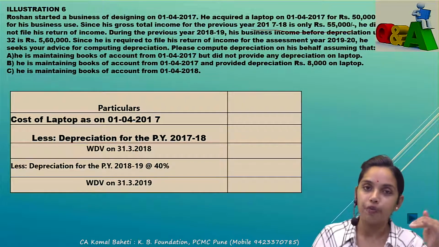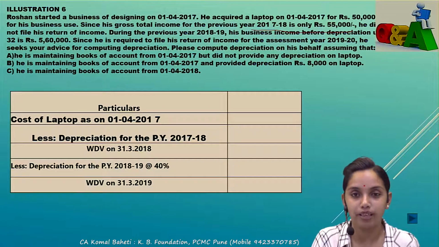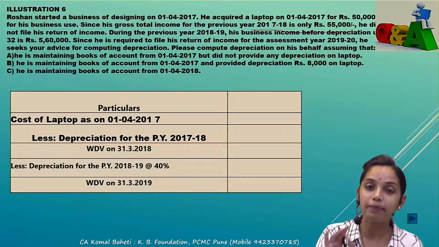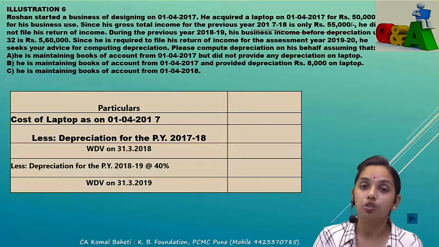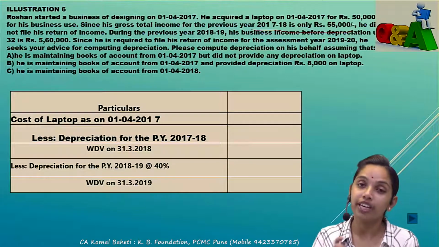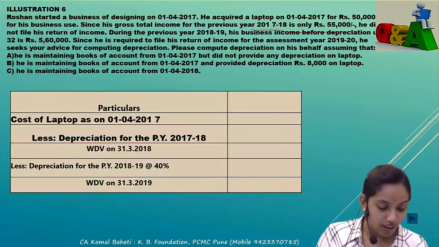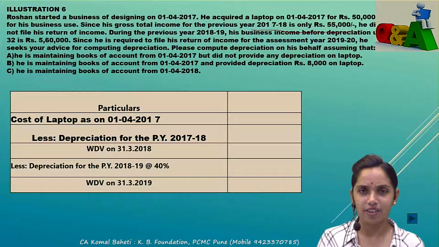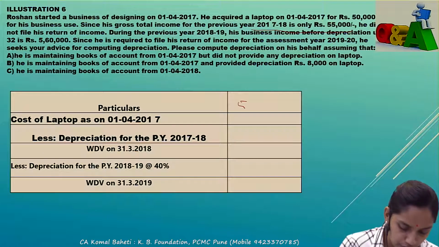Correct? So whether you maintain the books of account or you don't, it hardly matters for me. Correct? The depreciation shall be allowed every year at the prescribed rates. So even if you do not claim it, the WDV will be reduced by the amount of depreciation. So in any of the three scenarios, the answer would be the same. The cost of the laptop would be 50,000.